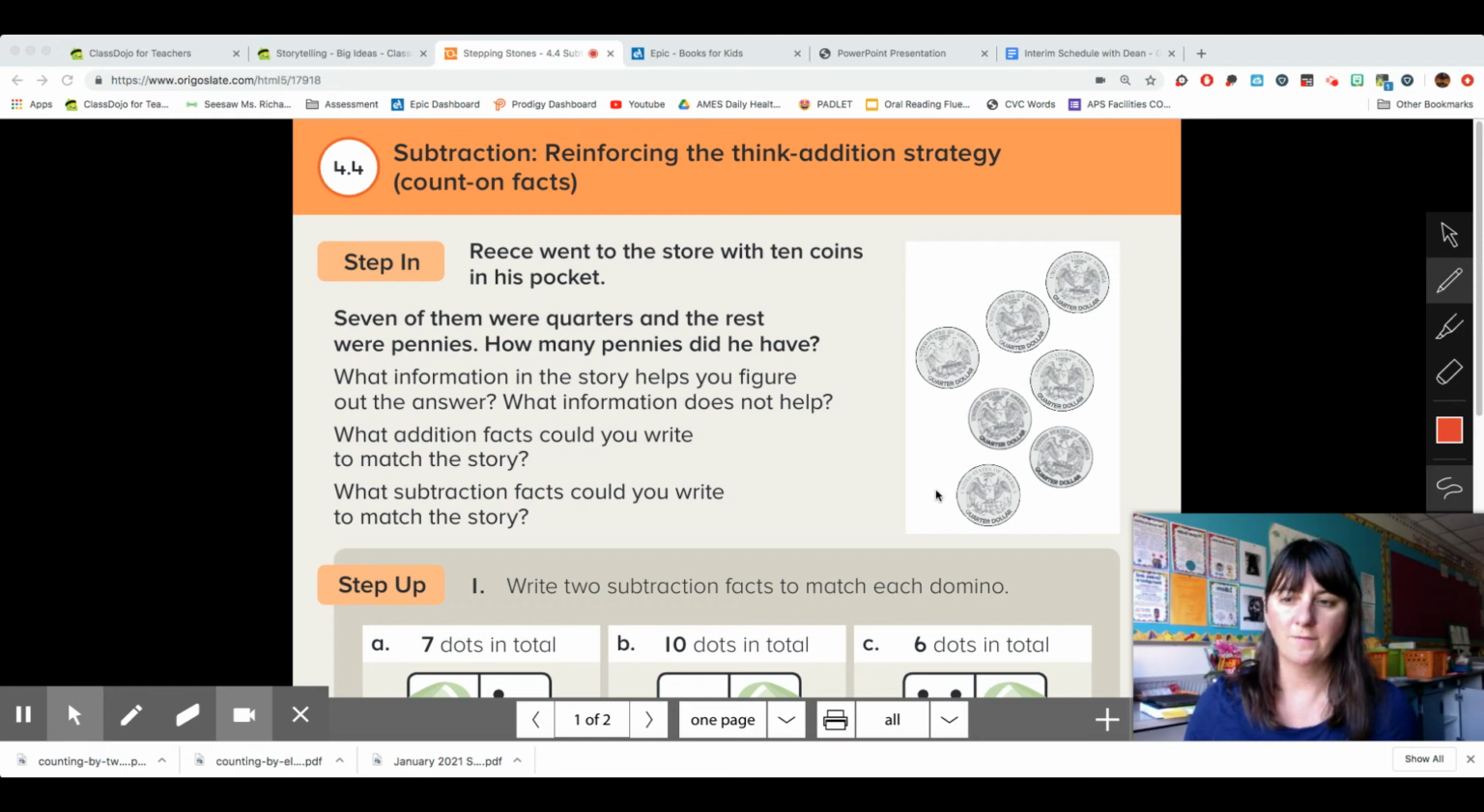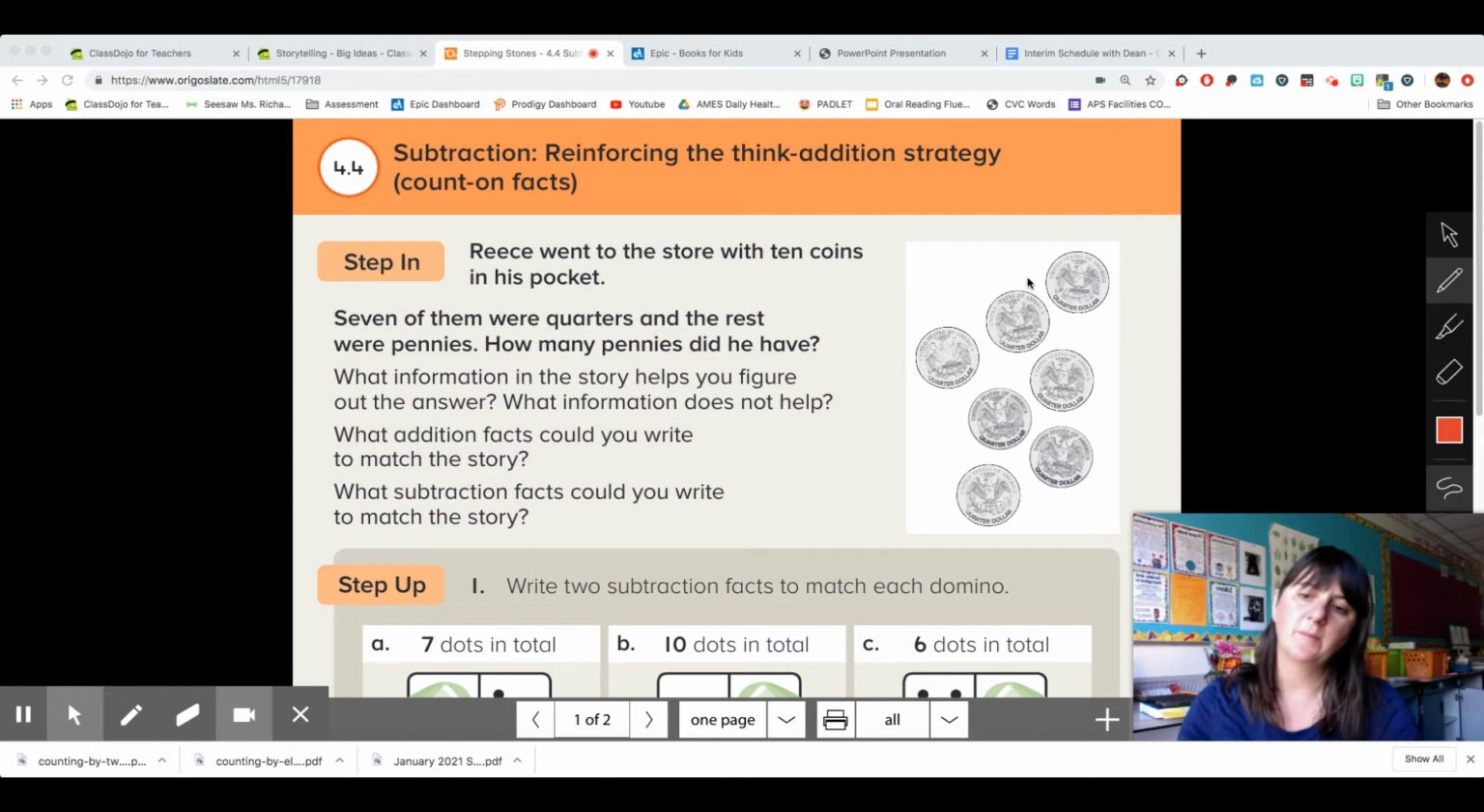Hey guys, this is lesson 4.4, subtraction, reinforcing the think addition strategy with count on facts. Reese went to the store with 10 coins in his pocket. Seven of them were quarters and the rest were pennies. How many pennies did he have?